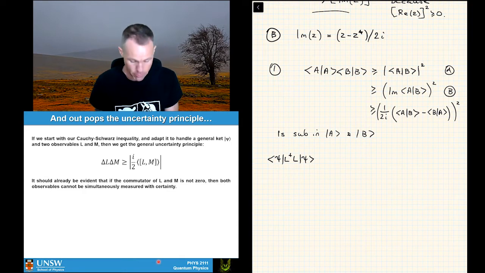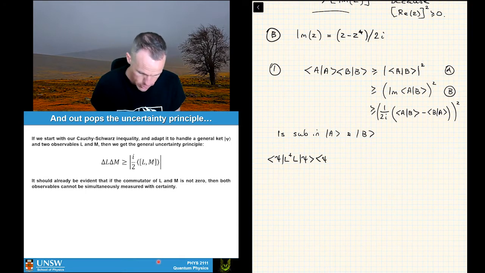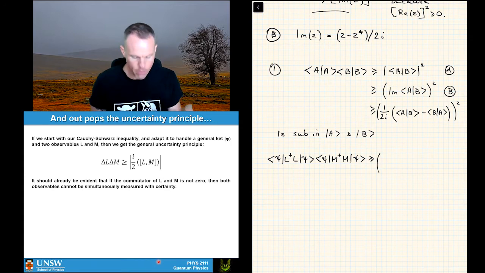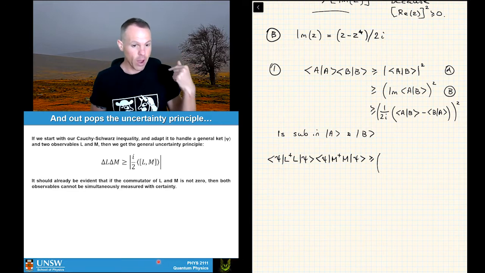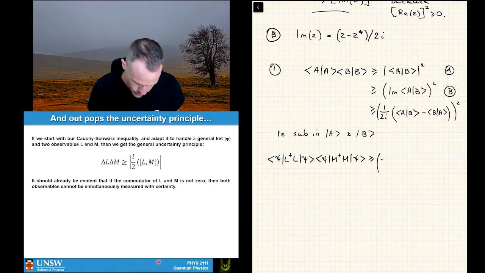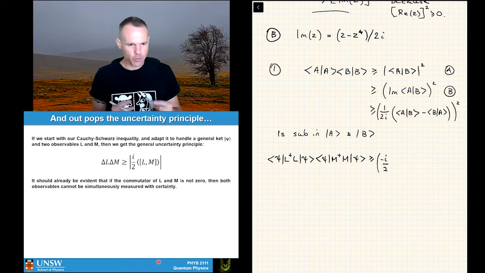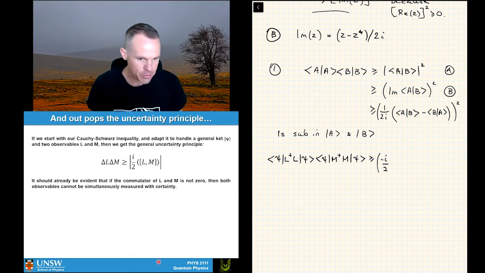And I can do the same thing for B, so I've got now bra of psi times M conjugate, M psi is going to be greater than or equal to my 1 over 2i, I can always write as minus i over 2. And again, this is one of these things that if you do enough complex maths, you start to realize how to convert these things very, very quickly. The people who are practiced just boom, boom, boom, boom. The people who aren't have all sorts of funny things going on, and it makes life harder.